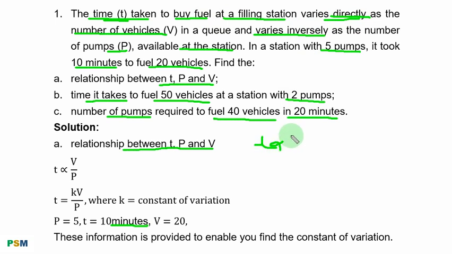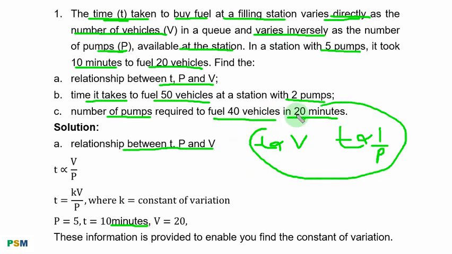varies directly as V. Then the second part, the same T varies inversely as the number of pumps. So you have T varies inversely as the number of pumps P. If you put these two statements together, you have this result: T varies directly as V and inversely as P.